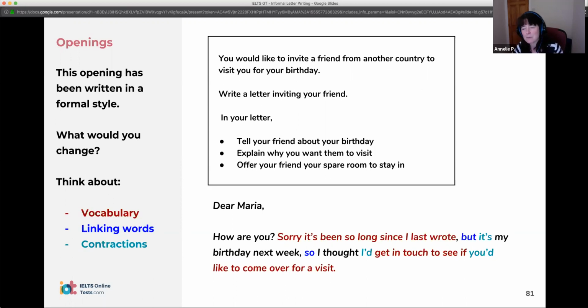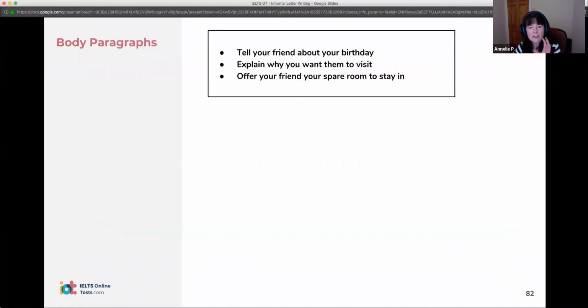Semi-formal, I tend to be more on the formal side, actually. But contractions are fine for informal letters. It's fine to use colloquialisms, kind of slang. That's totally fine. Okay. So let's have a look now at the body paragraphs.